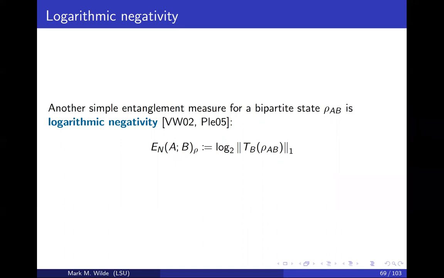Last time, we started getting into the operational approach to entanglement theory and different entanglement measures. We talked about entanglement entropy and entanglement of formation. And so now we're just going to continue with other entanglement measures. And one that we'll talk about now is called logarithmic negativity.